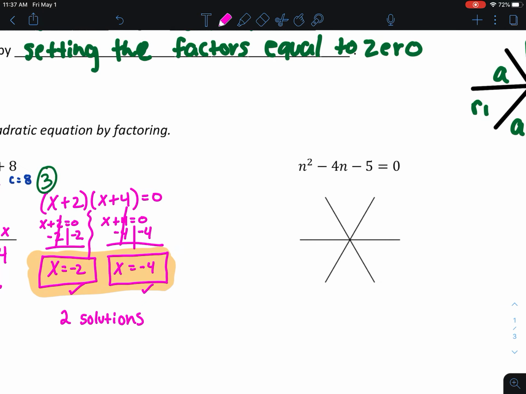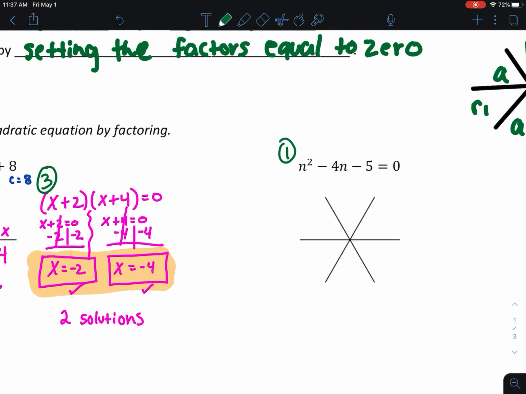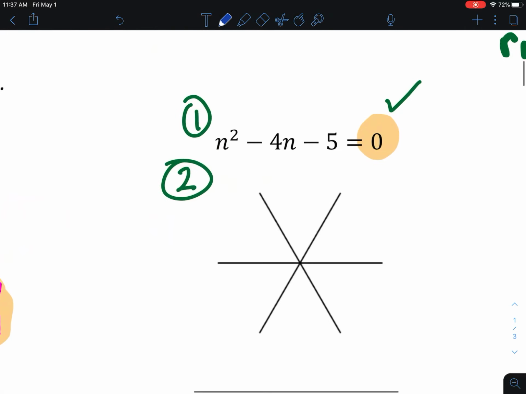All right, let's look at the next one. Same 3 steps. So first step, let me keep it consistent. First step is to set it equal to 0. In this case, it does equal to 0, so I am good to go. I'm moving on to step 2. Step 2 is snowflake method. So my A is 1, B is negative 4, and C is negative 5.